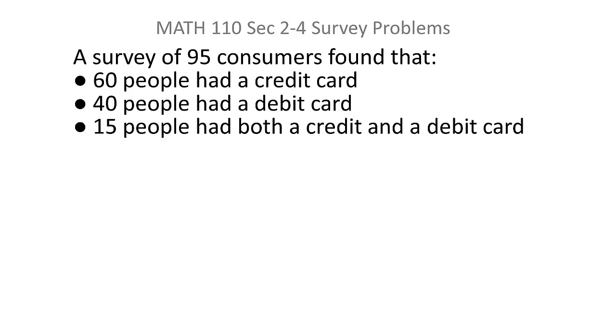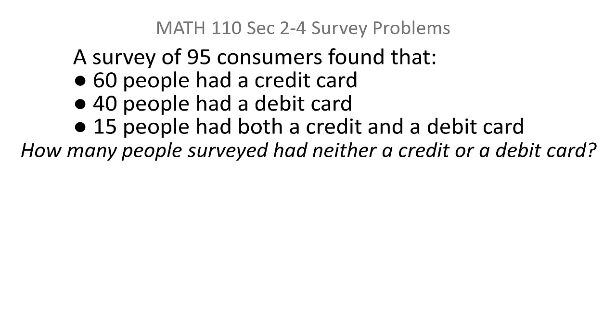Let's look at another example. I did a survey, say, of 95 consumers, and here's what I found out. Of those 95 consumers, 60 of them had a credit card. I counted my survey results and counted to 60. Then I looked at people who had a debit card, did my count, and there were 40 people who had a debit card. Finally, I wanted to see how many had both, so I went back and looked, and it turned out that 15 people had both a credit card and a debit card.